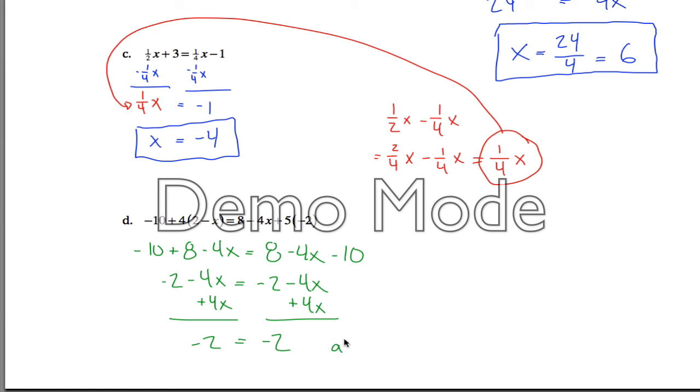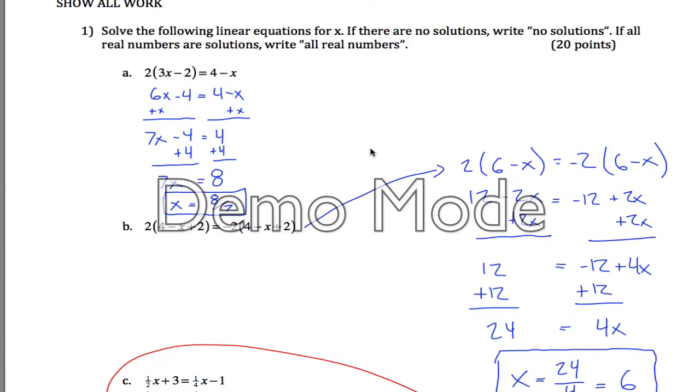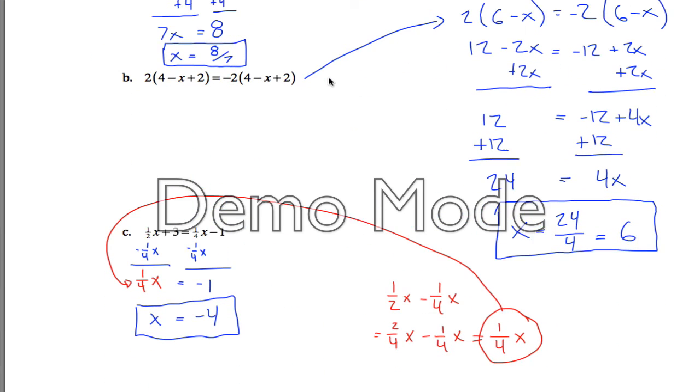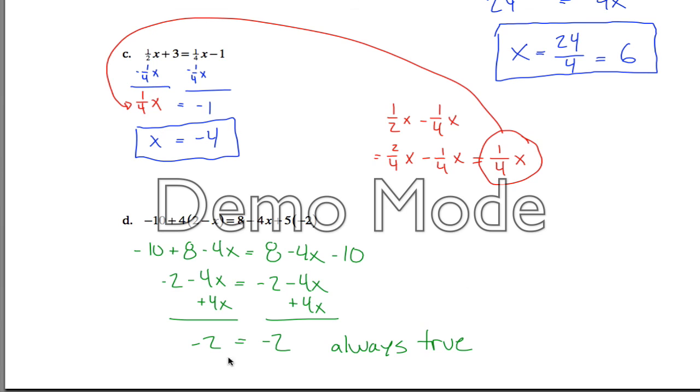This is always true, which means that any value of x you put into this equation, you'll get the same thing on both sides. So I think up in the instructions it said that if all real numbers are solutions, write all real numbers. So our answer here would be all real numbers.